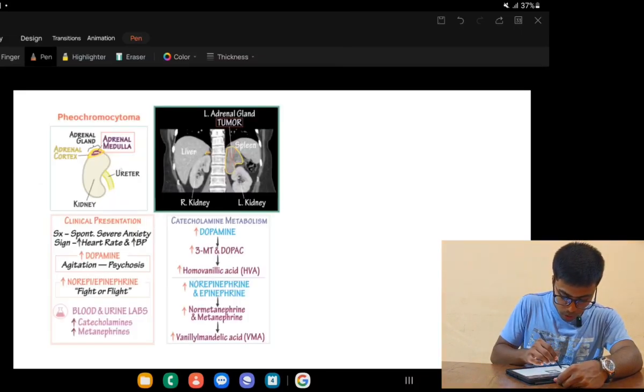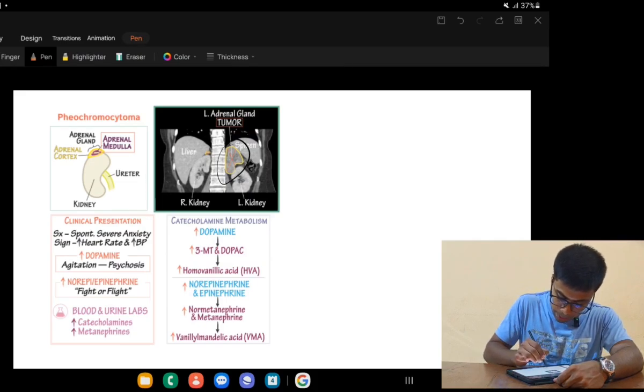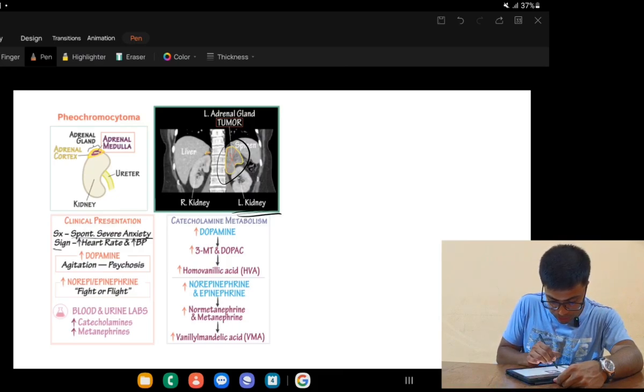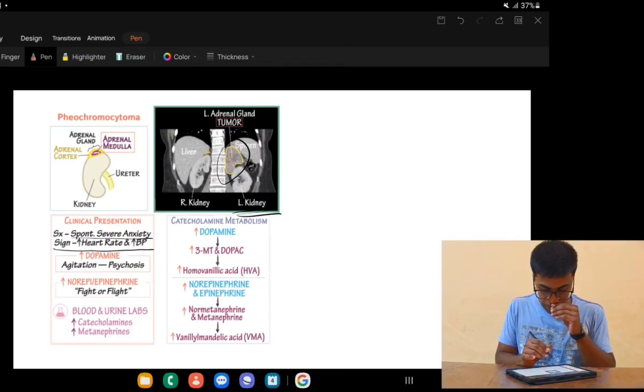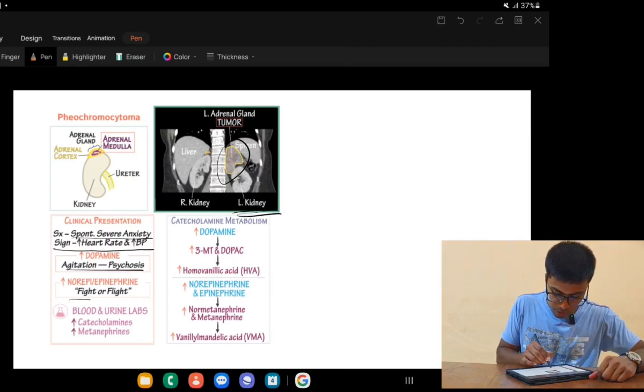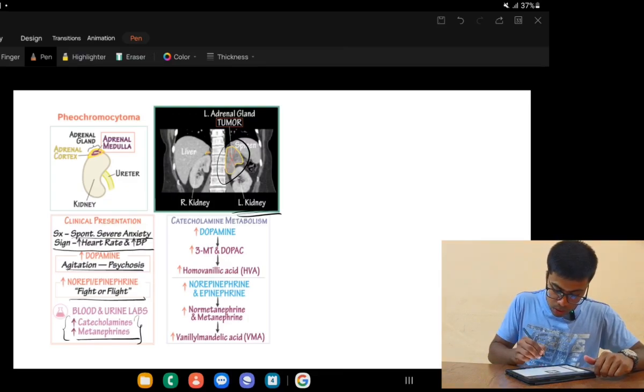So what is pheochromocytoma? It is a tumor of the adrenal gland, and it looks like this. Clinical presentation: spontaneous severe anxiety, with signs of increased heart rate and blood pressure. Dopamine will be increasing, agitation and psychosis will be there, and a non-efficient fight or flight response will be there. In blood and urine labs, catecholamines and metanephrines will be increased.